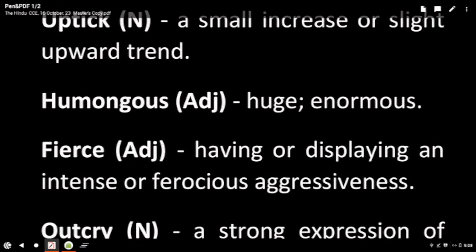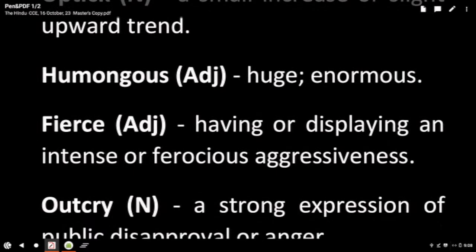Humongous, an important word they have given in competitive exams many a time. Part of speech adjective. Huge, you can relate humongous, huge, in a way related. Enormous. You can also think of the words mammoth, giant, Herculean, something that is huge.